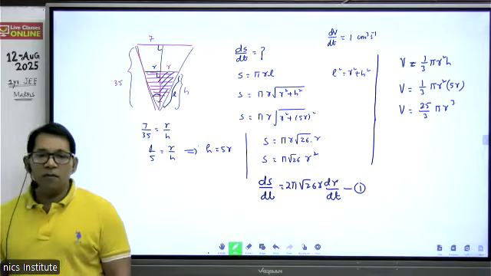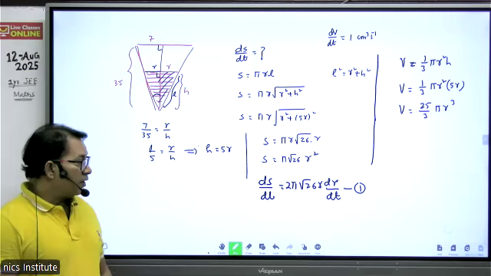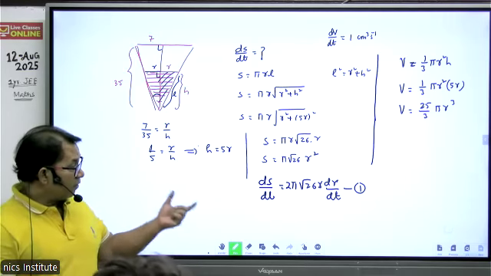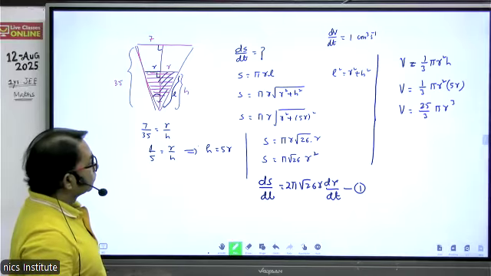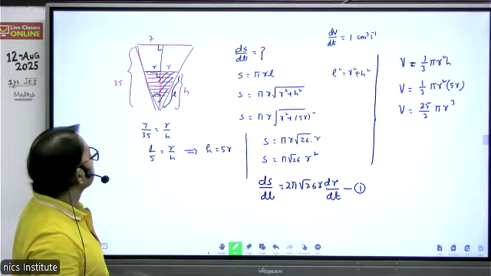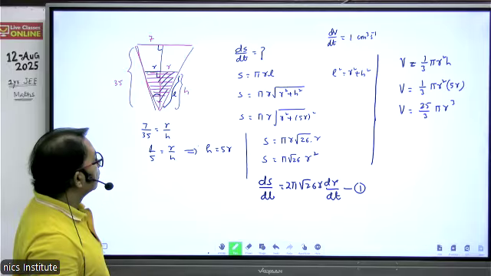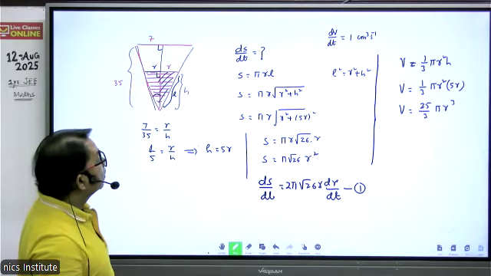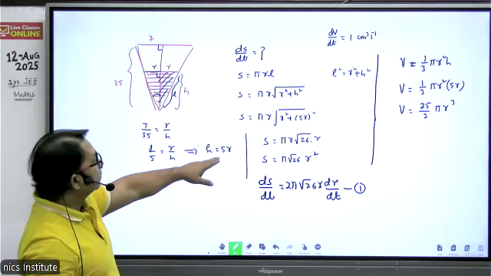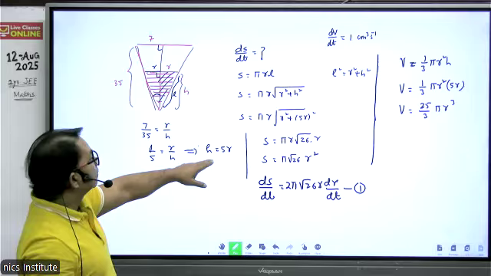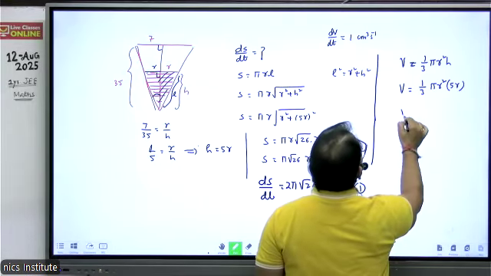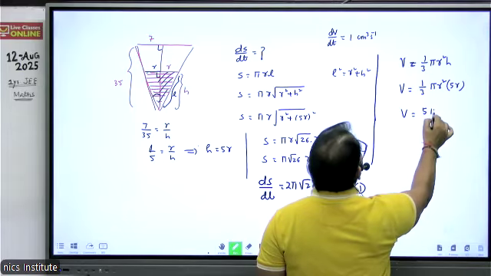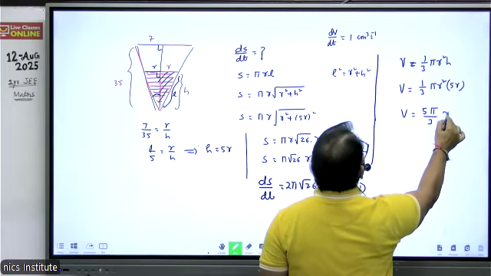You see, generally you'll come across two variables and one variable you have to get rid of. You get rid of one variable in terms of the other by the given conditions. Sir, won't that be 5 only instead of 25? Since h is 5r, there's no other 5, we're not squaring it, so it will be just 5. Sorry, this is 5 pi by 3 r cube, right?